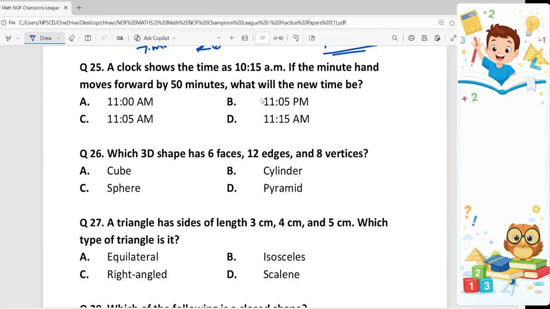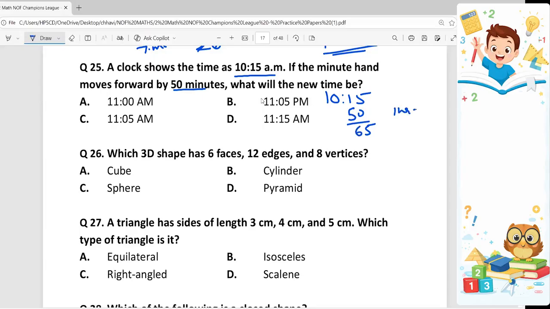25th. A clock shows the time as 10:15 a.m. If the minute hand moves forward 50 minutes, what will be the new time? Okay, so the clock shows 10:15 a.m. The minute hand moves forward by 50 minutes. So we have to add minutes and minutes together. So this is 50 minutes we add over here. It will be 5, and this is 5 plus 1, 6.